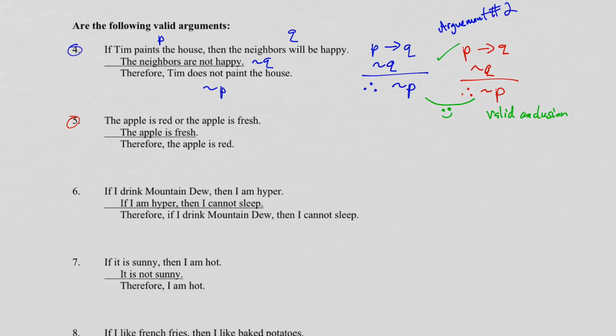So let's take a look at number 5. Number 5: the apple is red. So that's P. Or, the apple is fresh. The apple is fresh is the second premise, so that's Q. Therefore, the apple is red. And the apple is red is P.